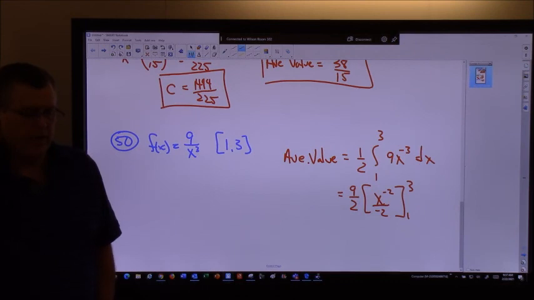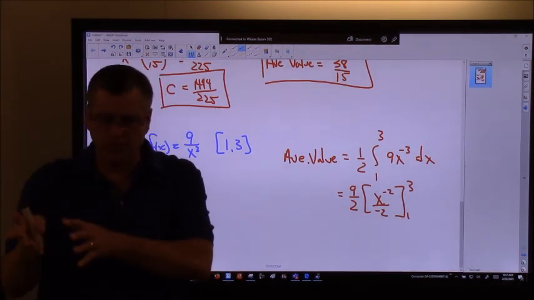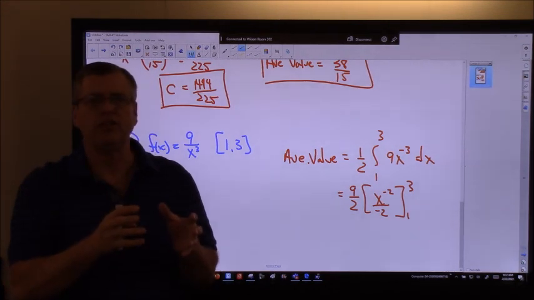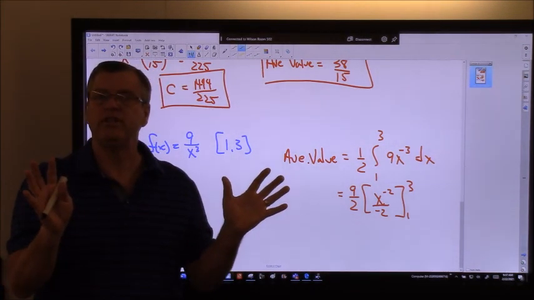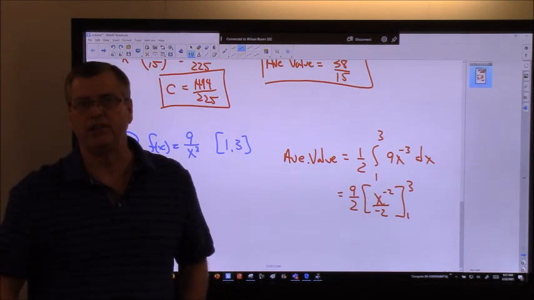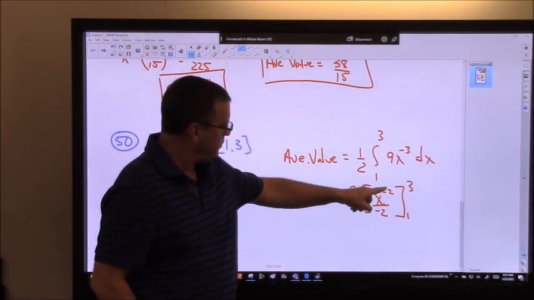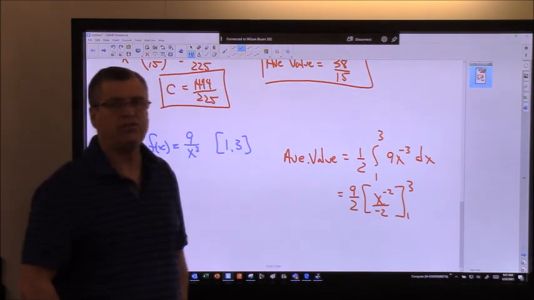If you're ever worried about, is it okay to move this number out? For some reason it doesn't quite look right. I think I can, but I'm not really sure. If you're ever unsure, don't. Just leave it in there. Because there's nothing wrong with leaving it there, right? If this would have been 9x to the negative 2 over negative 2, I'd be just fine, right?